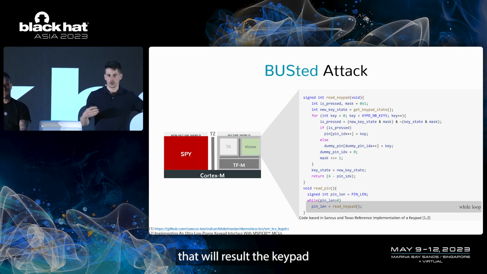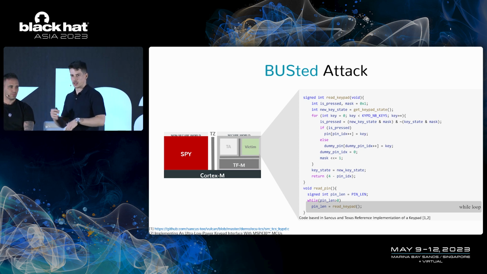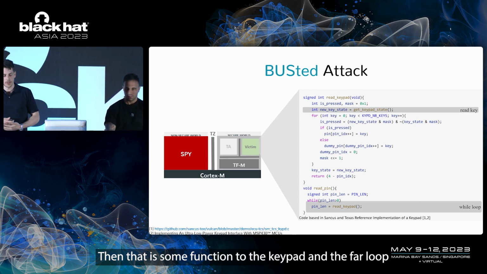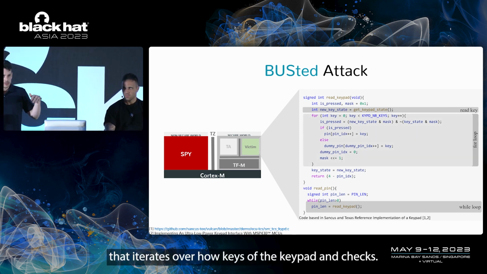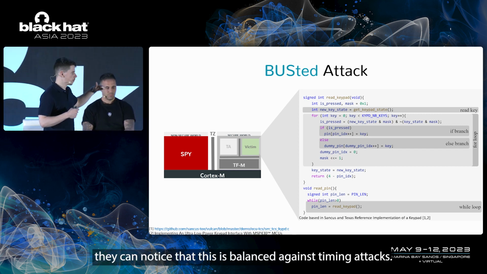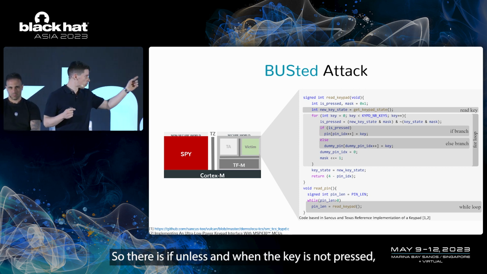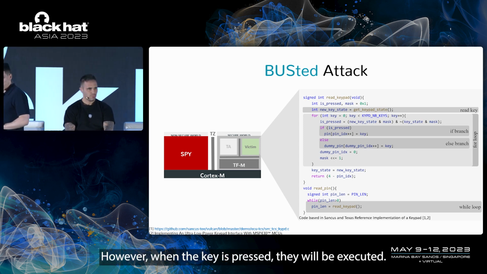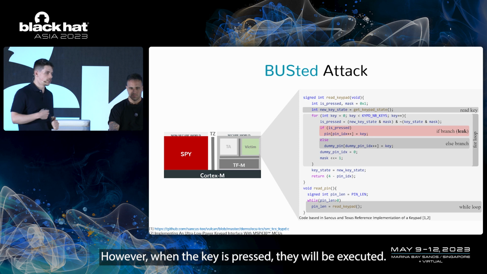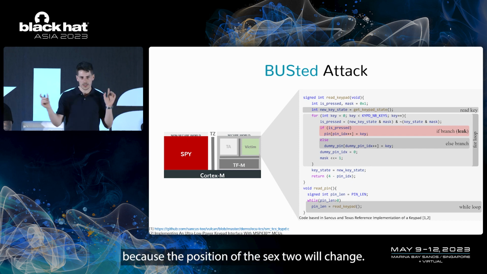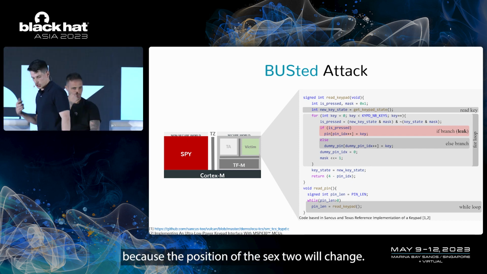A while loop that will read the keypad until the 4 digits of the PIN are introduced. Then there is a function to read the keypad, and the for loop that iterates over all keys of the keypad and checks if a key was pressed or not. Take notice that this is balanced against timing attacks. So there is an if and else, and when the key is not pressed, there is a dummy operation. However, when the key is pressed, the if will be executed. And using our toy example, we know that this is vulnerable because the relative position of accesses to memory will change.